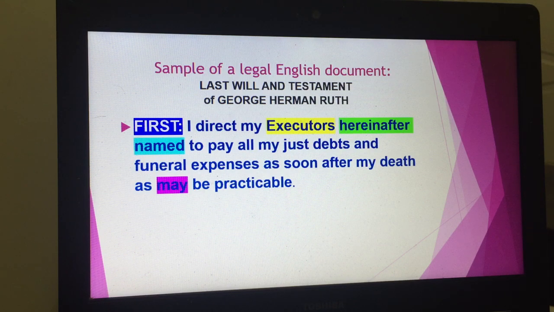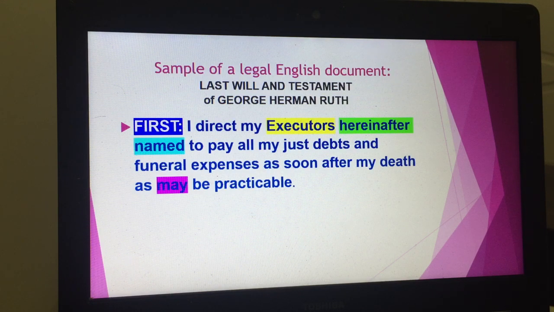We can see the word I and my executors being the second party. And also, he didn't say my named executors. The adjective came after executors. Executors comes before, so it's qualifying who are my executors? It's going to be named hereinafter. I will name them in this document from now on.